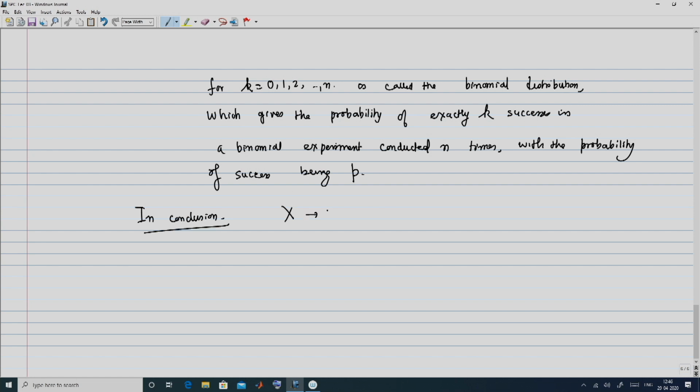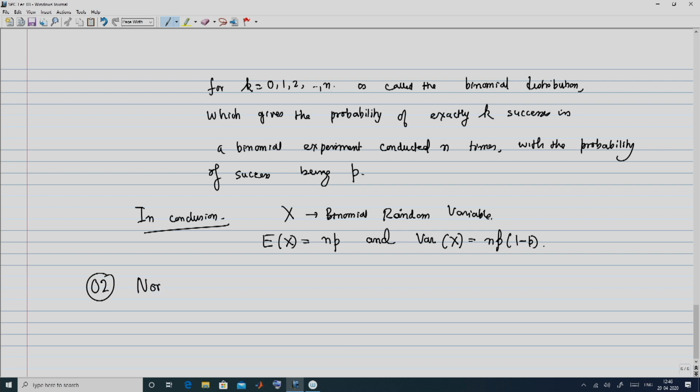So in conclusion, if X is a binomial random variable, the expected value of X is going to be np and the variance of X is going to be np into 1 minus p.